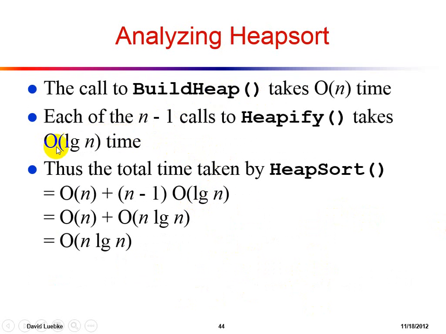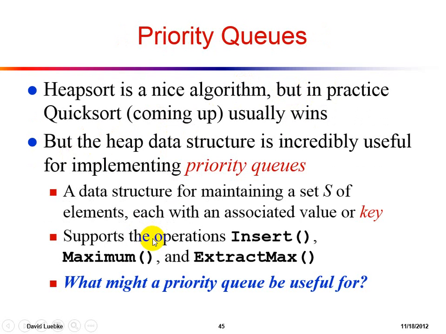Once again, in this case, it takes order n to build a heap. Then n minus 1 calls to heapify, each of them taking order log n. So as you can see, the total time for heap sort is order n plus n minus 1 times order log n, which is basically n log n. It's a nice algorithm, but in practice quicksort usually wins.